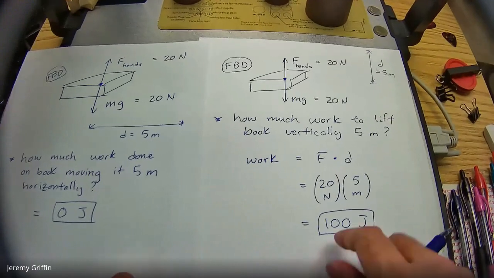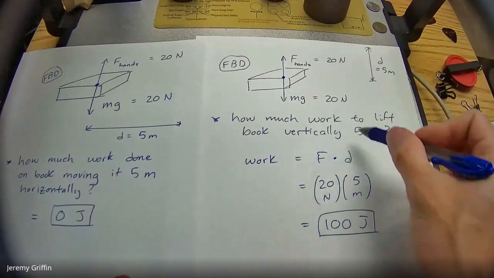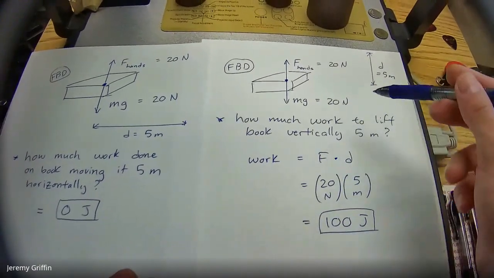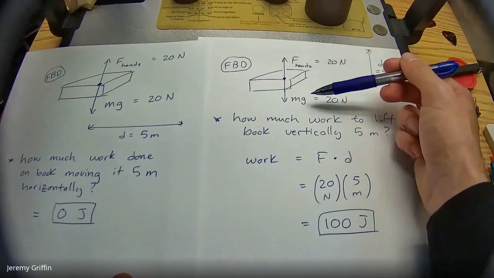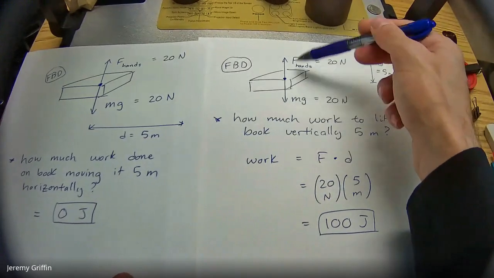Now, take a look at this expression here. Work is force times distance for moving upward. For this exact example, isn't the force also equivalent to the weight of the book as long as it's just in equilibrium like this?